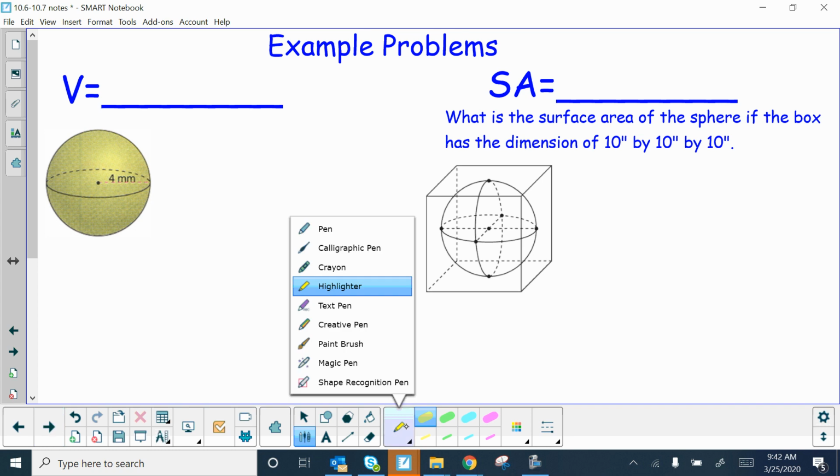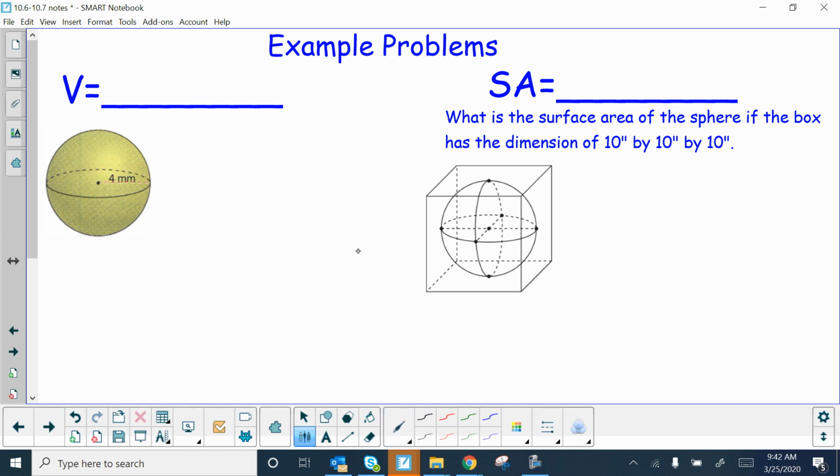So let's go ahead and start putting those two formulas to use. Okay, so let's start off with this one right here, finding the volume of this sphere. So the first thing you want to do is write down your formula, 4/3 pi r cubed.